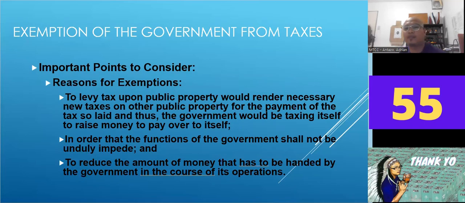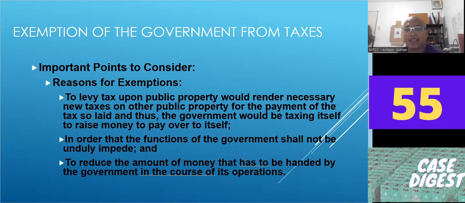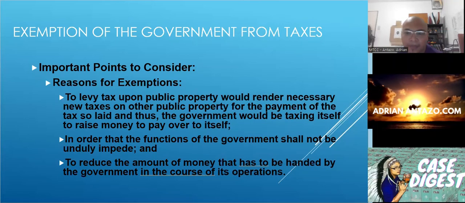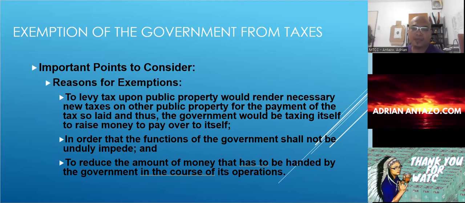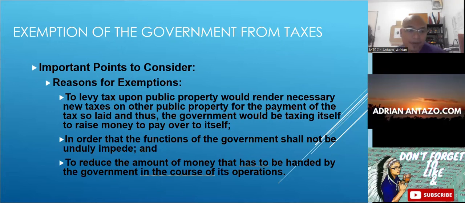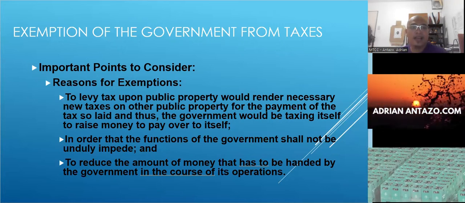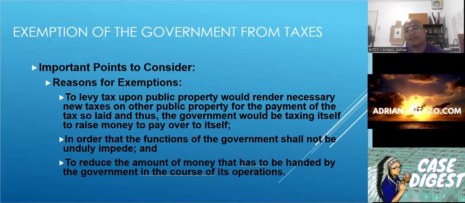Okay, exemption of the government from taxes. So the important point to consider is what is the reason why the government is exempted from paying taxes. Okay? To levy tax upon public property would render necessary new taxes on other public properties for the payment of the tax so laid, and thus the government would be taxing itself to raise money to pay over to itself. So this is what we call getting the money from your right pocket and putting it in your left pocket. So why would you tax yourself? You are also the one collecting the taxes. Right? That is one of the reasons.